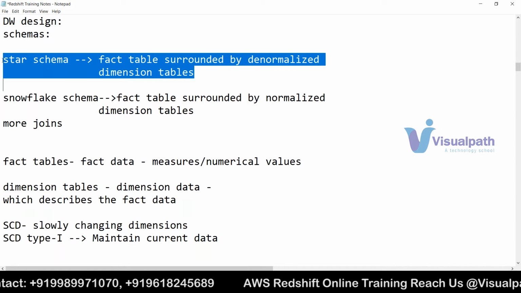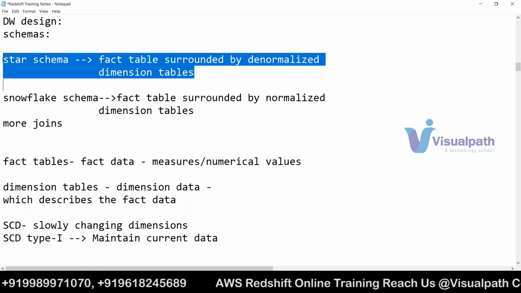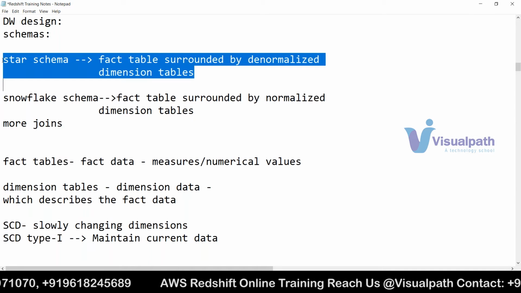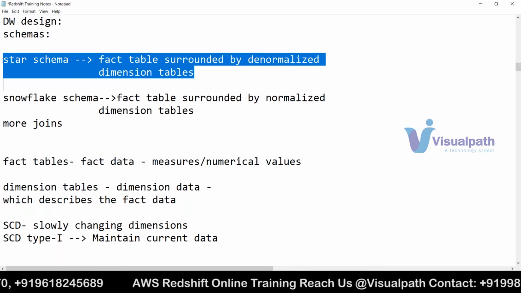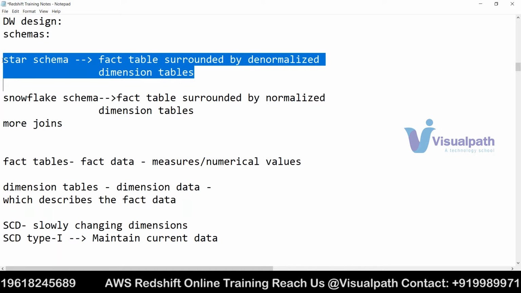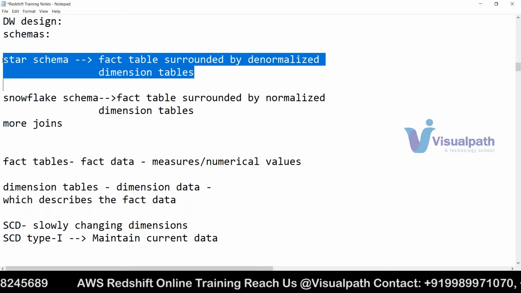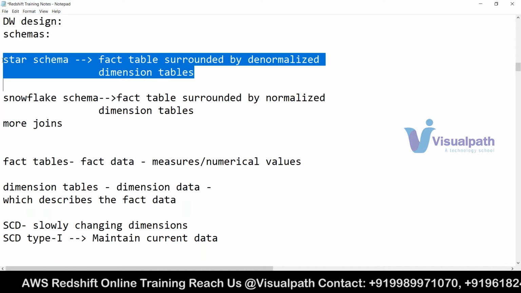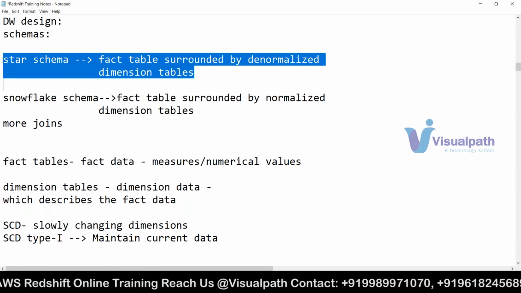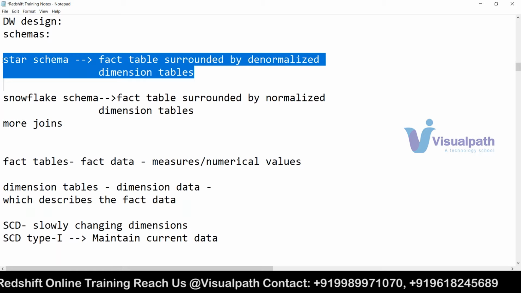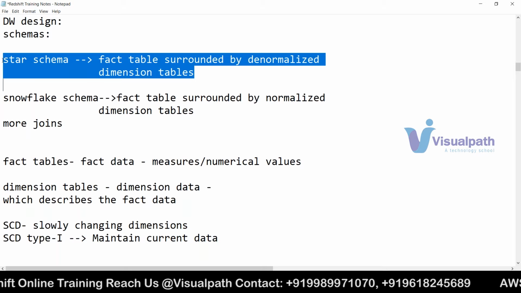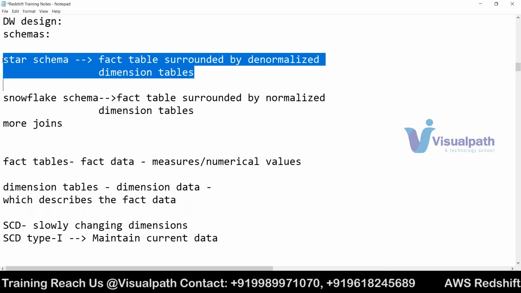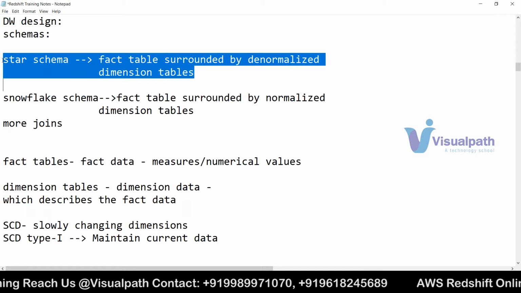I will tell you everything. Just listen, and at the end of the session you can ask questions. Star schema means a fact table surrounded by denormalized dimension tables. What does it mean by denormalized dimension tables? We must have studied it while studying databases. Normalization means splitting a larger table into smaller tables by having common columns. If you want to divide a big table into small tables, or a table with more columns into multiple tables having fewer columns, we should have a common column.